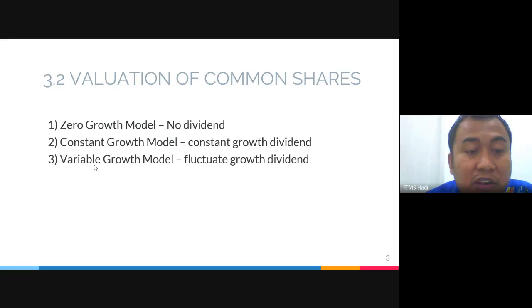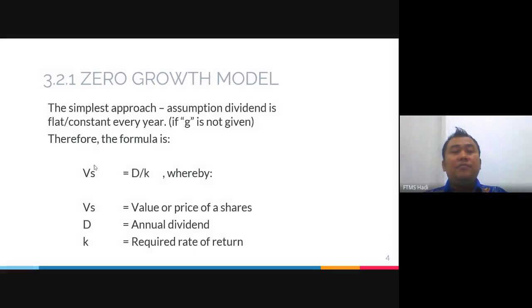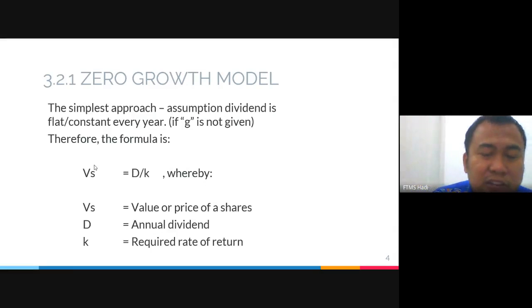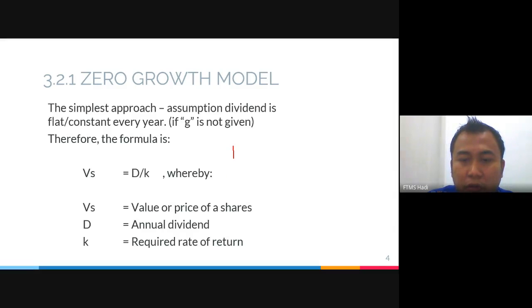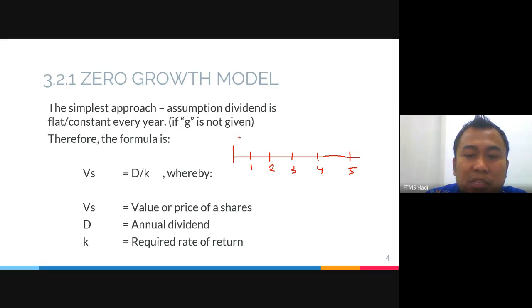This one is definitely a calculation part. All right, zero growth model. What does zero growth model mean? Let me illustrate to you before I explain the meaning. Let's say first year, second year, third year, fourth year, and fifth year. Let's say 5 years. Zero growth model means that every year the dividend or payout given by a company has the same amount.